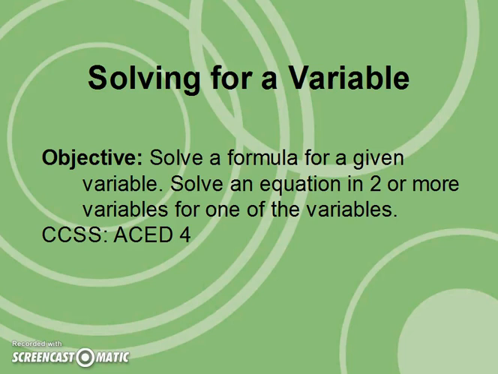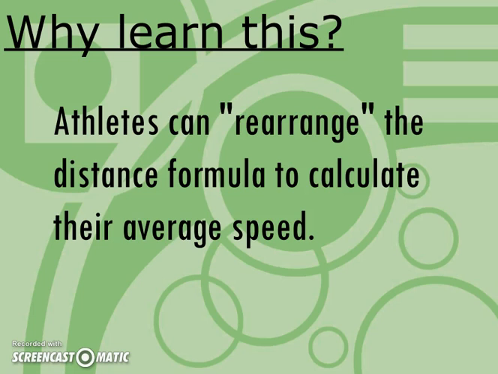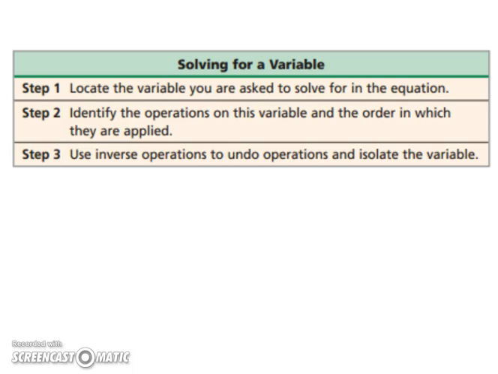Solving for a variable. Our objective is to solve a formula for a given variable and solve an equation in two or more variables for one of the other variables. Why learn this? Athletes can rearrange the distance formula to calculate their average speed. Let's look at the steps involved.